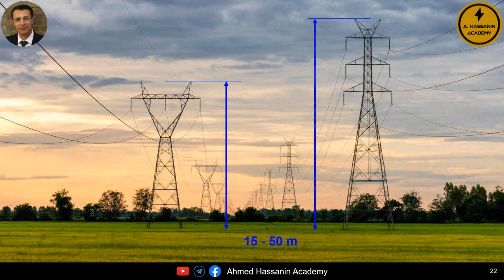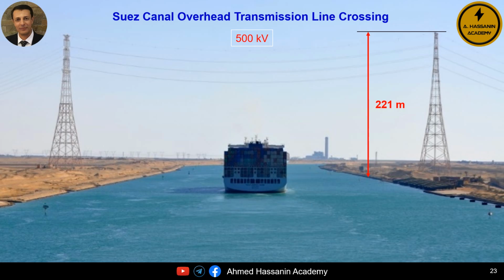To begin with, it is very important to understand that most transmission towers used in overhead transmission lines have heights ranging approximately from 15 to 50 meters, except in some special cases. For example, we notice that the tallest two transmission towers in Egypt are approximately 221 meters high. These two towers are part of the 500 kilovolts overhead transmission line that crosses the Suez Canal. Naturally, this significant height is required to avoid interference with the large ships that pass through the Suez Canal.